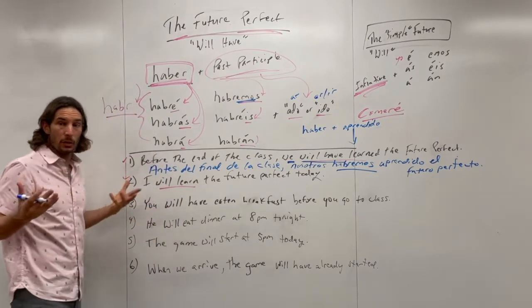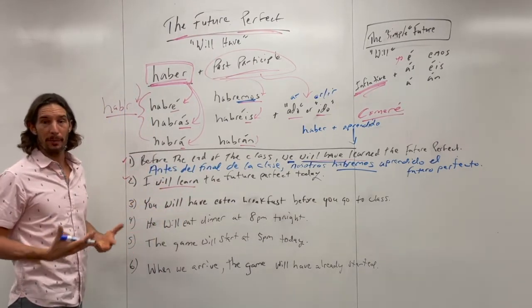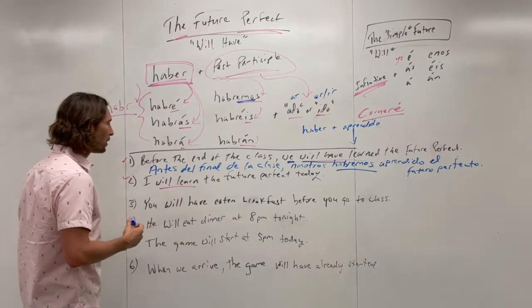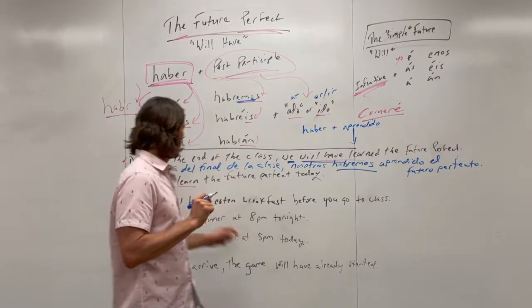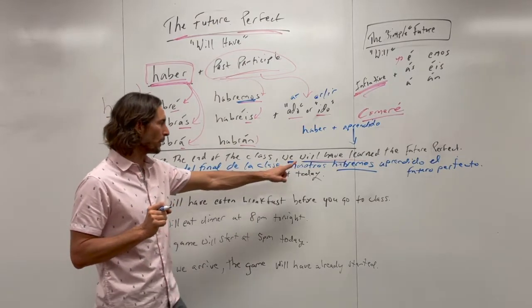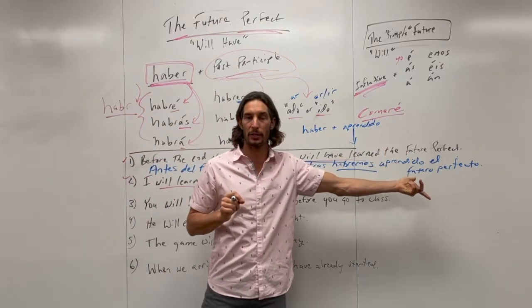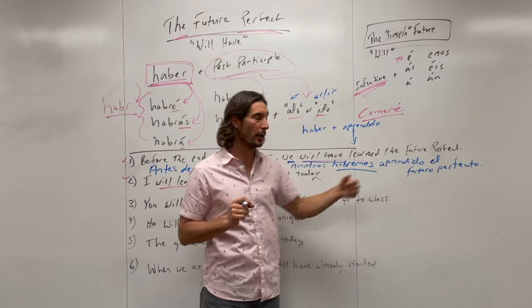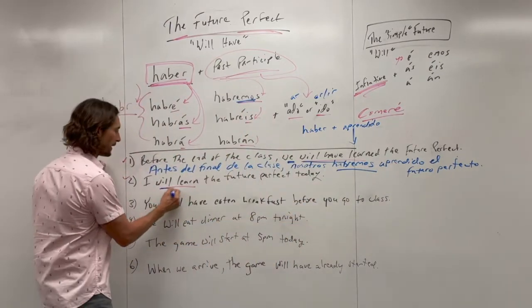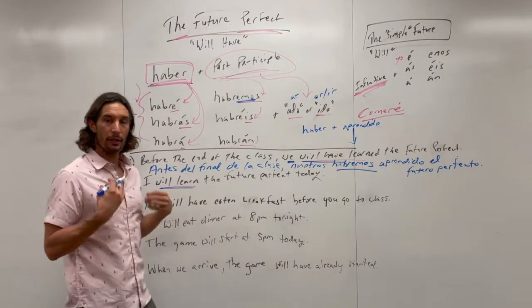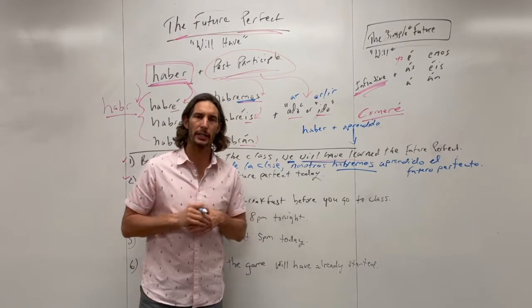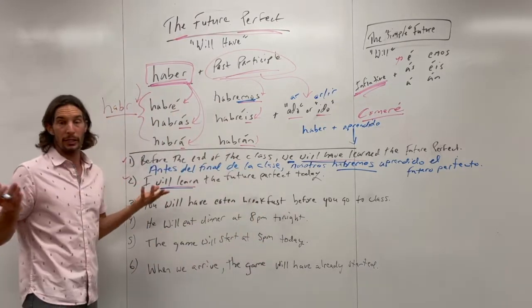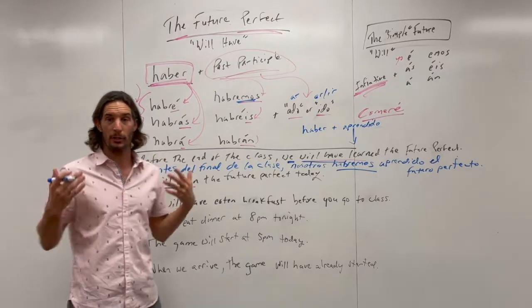But both, of course, alluding to or talking about the future. So we have, I will learn the future perfect today. This one is saying, before the end of class, we will have learned the future perfect, right? But this one is saying, I will learn the future perfect today. So notice the nuance in there. Notice the difference, right? Both are using a variation of future tense.